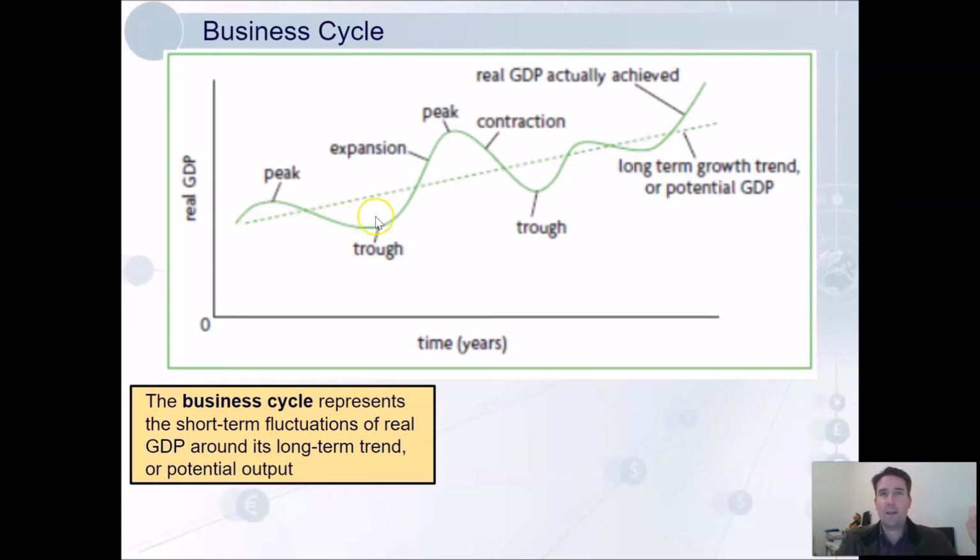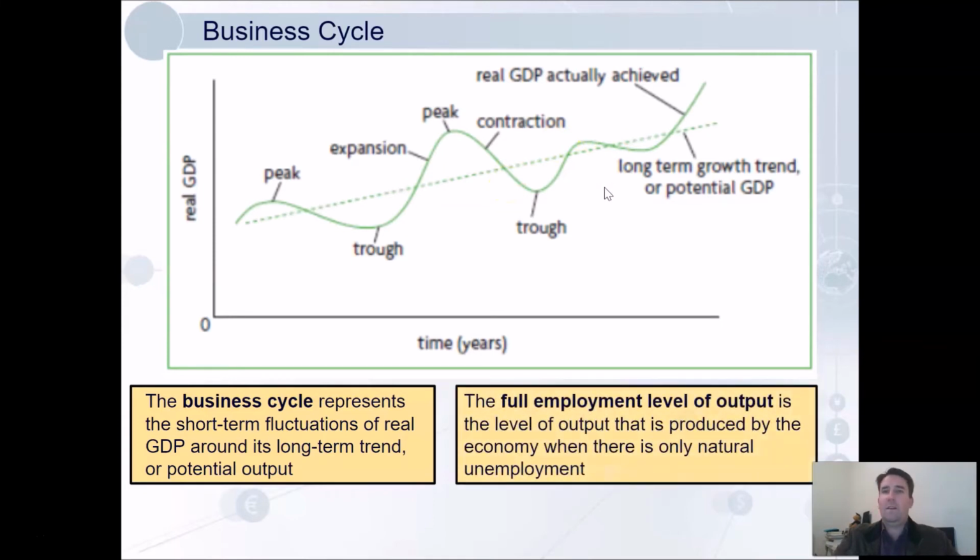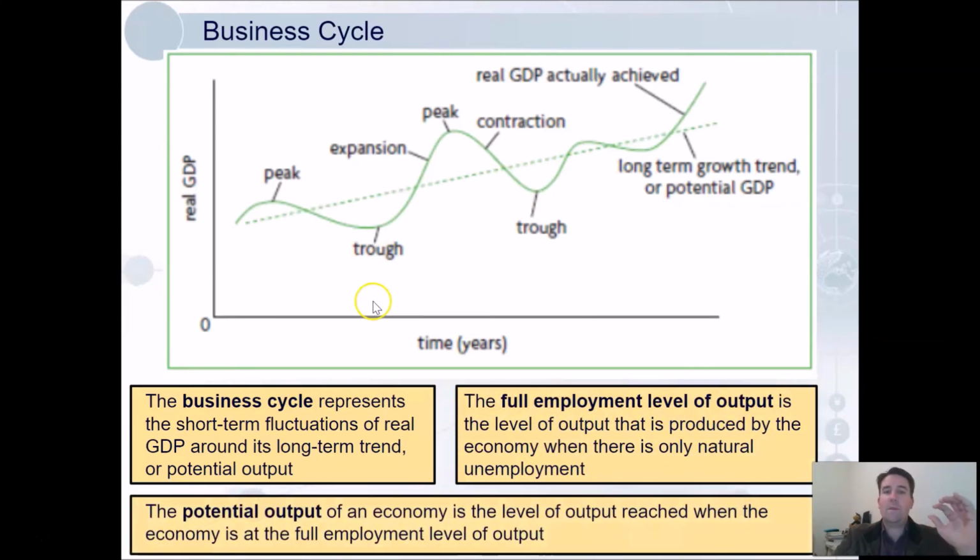Now, the dotted line here is the trend line, and this marks "potential" GDP. I said that with inverted commas because this is an economic term, so it's always a little bit different. And also, clearly, GDP can rise above its potential. So it's strange wording, let's face it. So potential output of an economy is the level of output reached when the economy is at the full employment level of output.